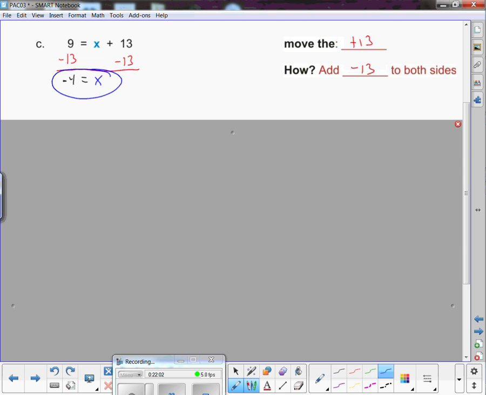Negative 4 equals x. That's our answer. Doesn't matter if the variable's on the right or the left. If you really have to have your variable on the left, you can use what's called the symmetric property. You're allowed to switch everything on the right and put it on the left, and everything on the left and put it on the right. Either way, it's the same answer. Negative 4 equals x, or x equals negative 4. All right?